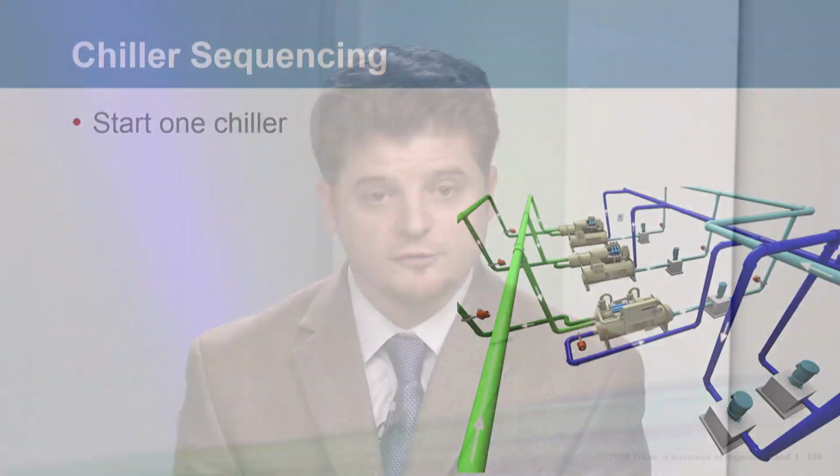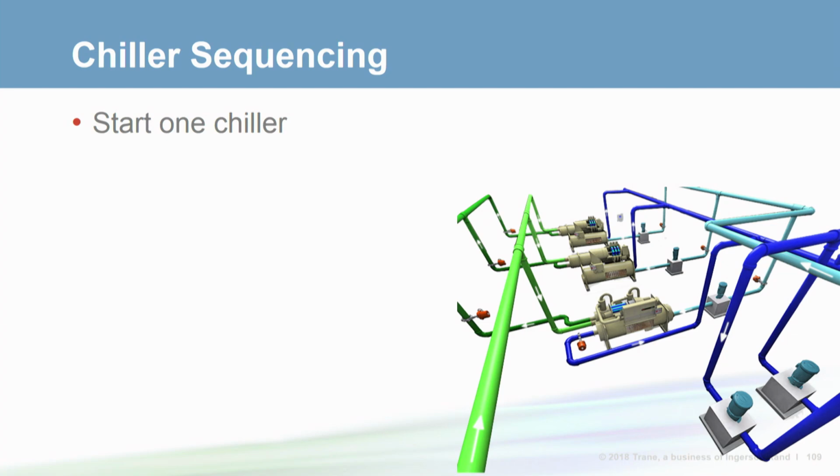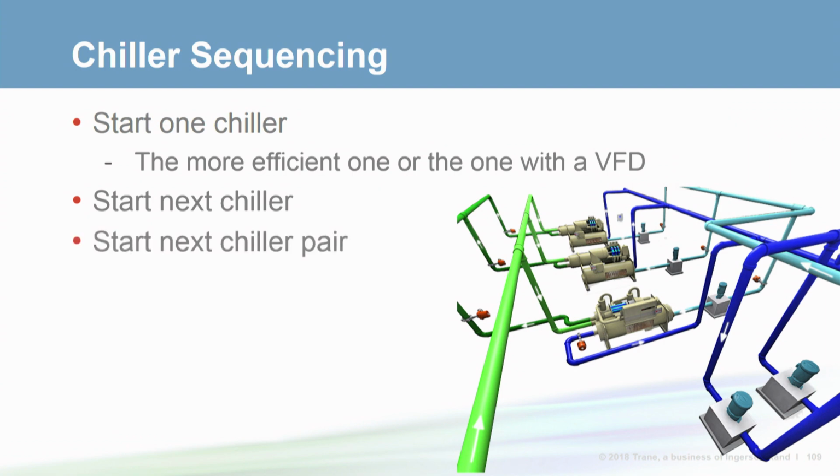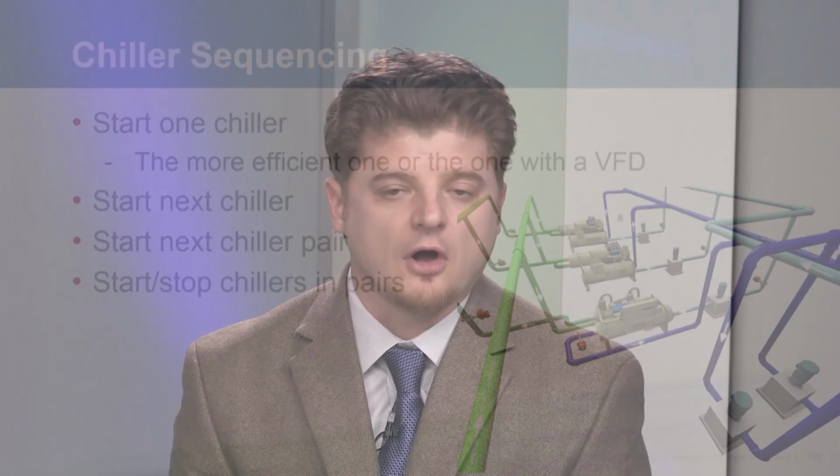So how do we sequence chillers piped in series? In most cases, start one chiller, upstream or downstream, it doesn't matter much, unless only one is more efficient or has a VFD, then start that one first. When the first chiller runs out of capacity, start the other chiller in the pair. When that pair runs out of capacity, start another series pair. From then on, add and subtract capacity as series pairs. There are always exceptions, but this is the general sequence.